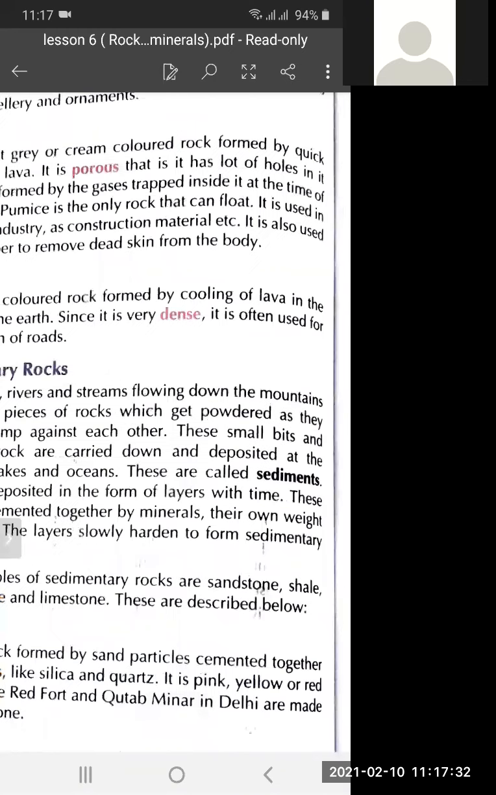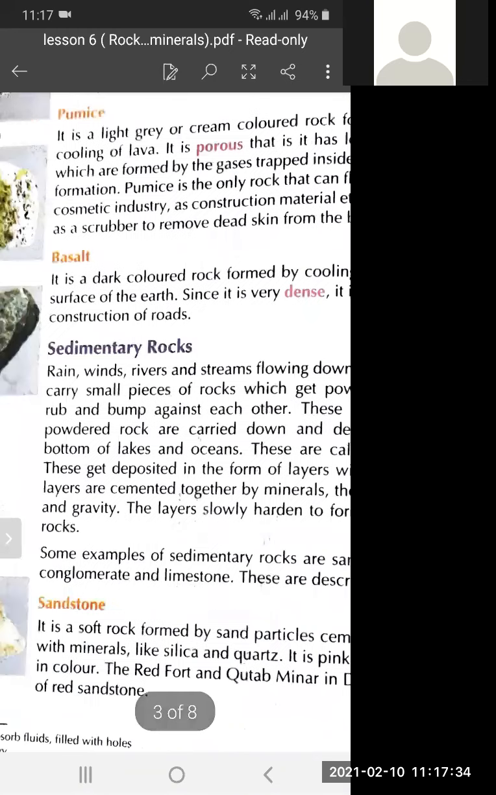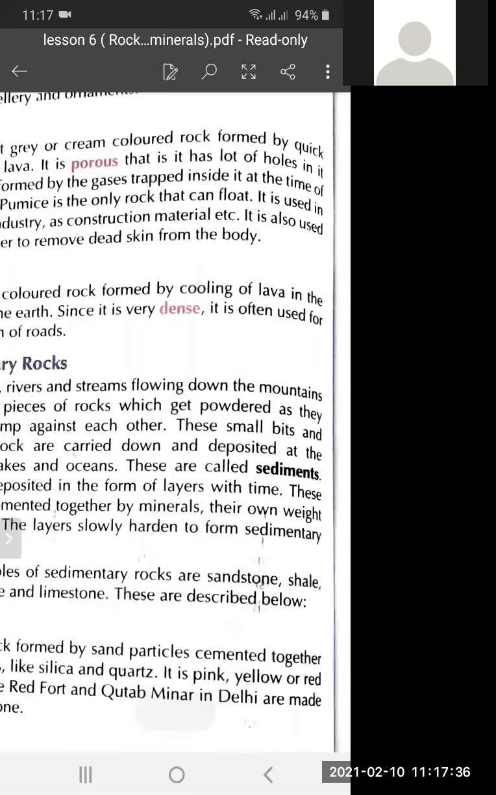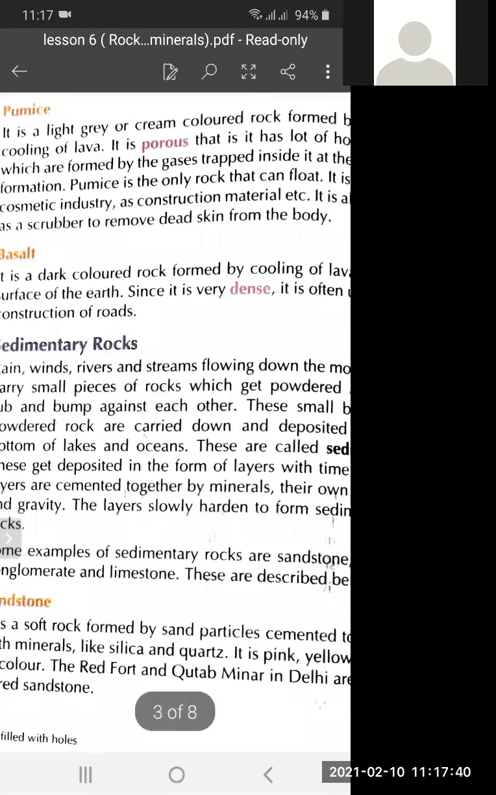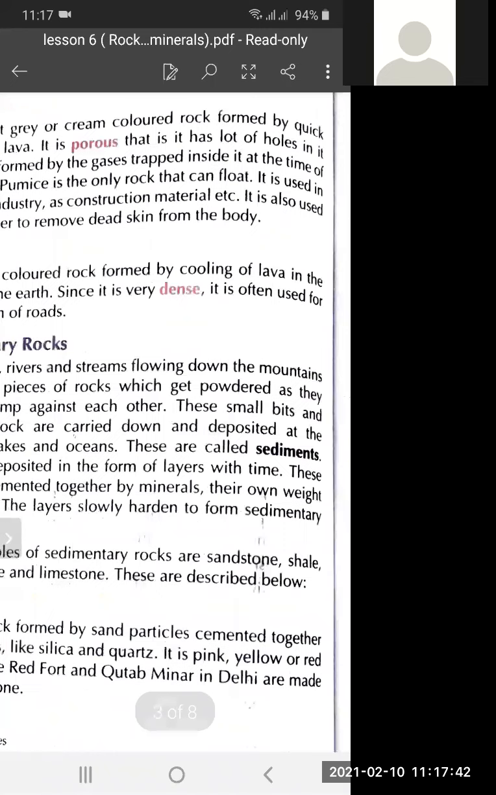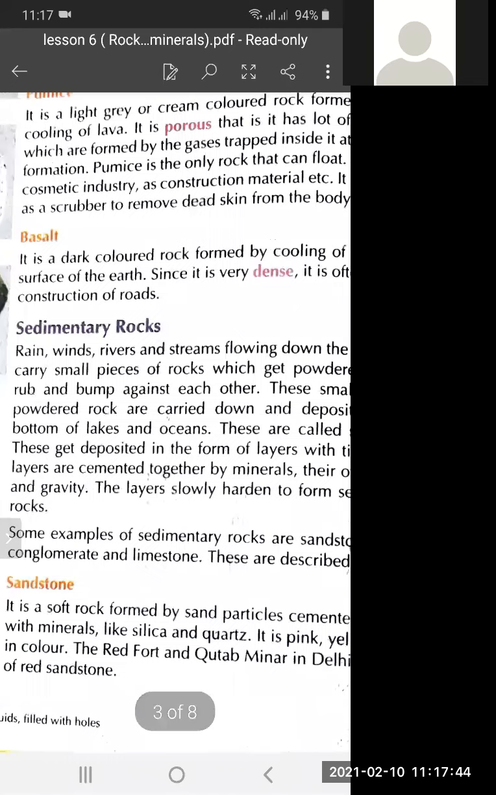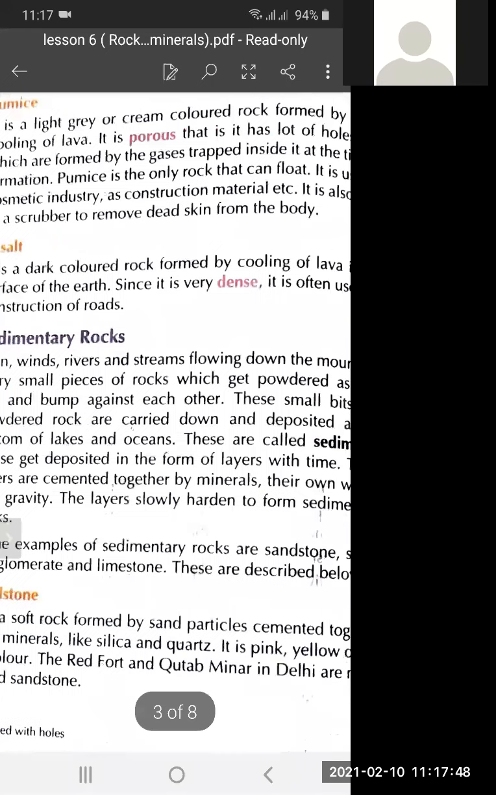Pumice is the only rock that can float. It is used in cosmetic industries, as construction material, etc. It is also used as a scrubber to remove dead skin from the body.